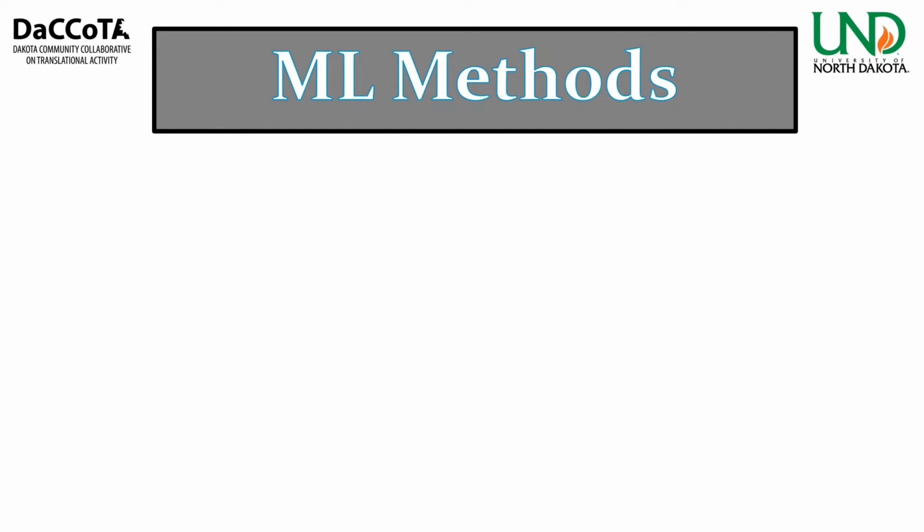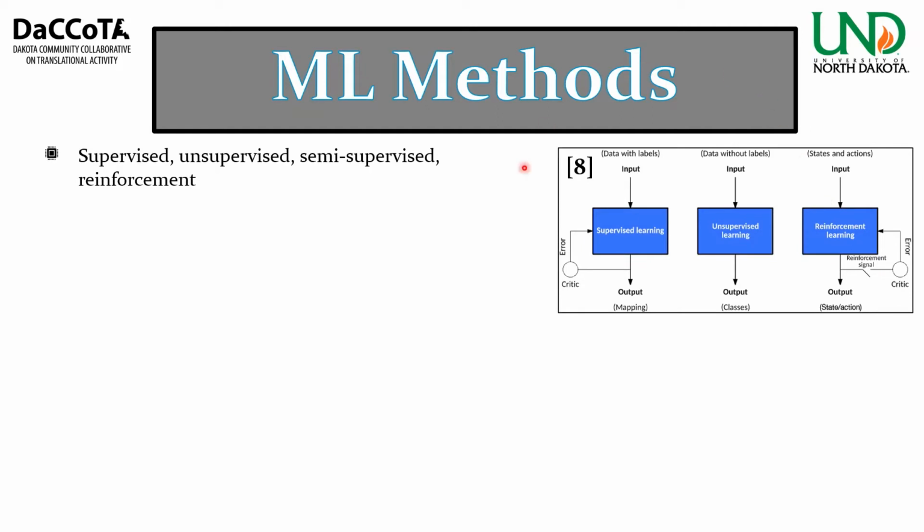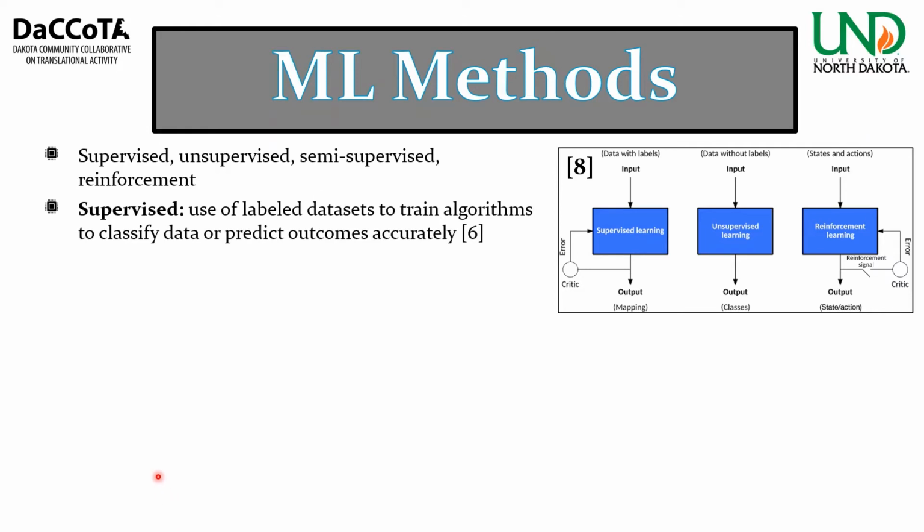Okay, on to methods. There are 2 major methods, I would say, supervised and unsupervised, and then 2 variant methods, semi-supervised and reinforcement. This is a schematic of supervised, unsupervised, and reinforcement. And between unsupervised and supervised, there are 3 major uses: clustering, classification, and regression.